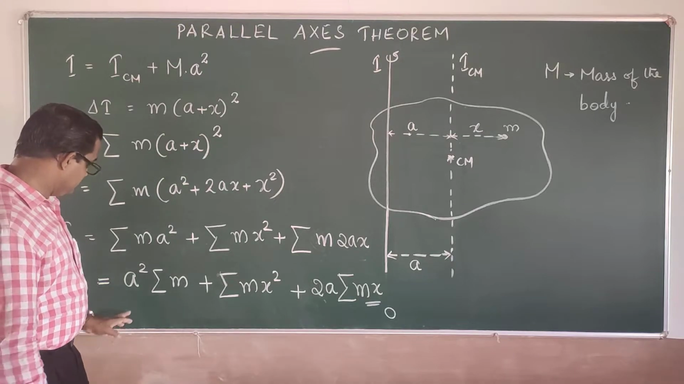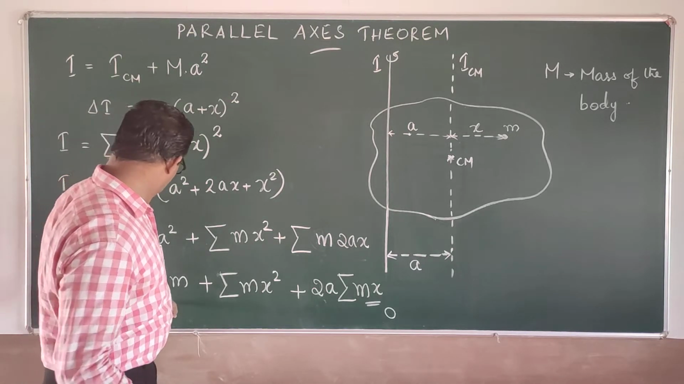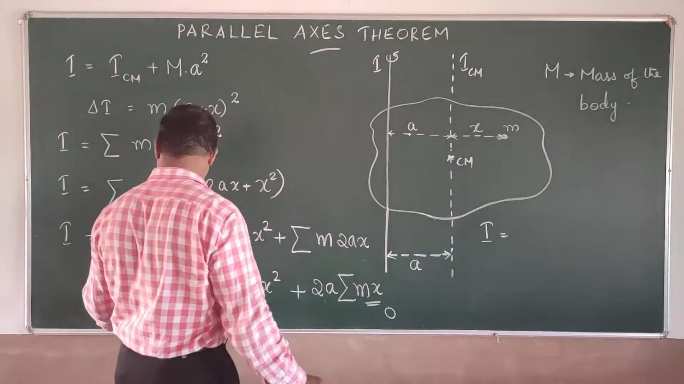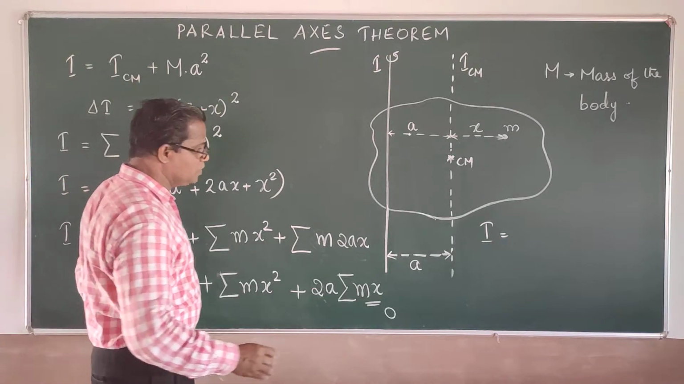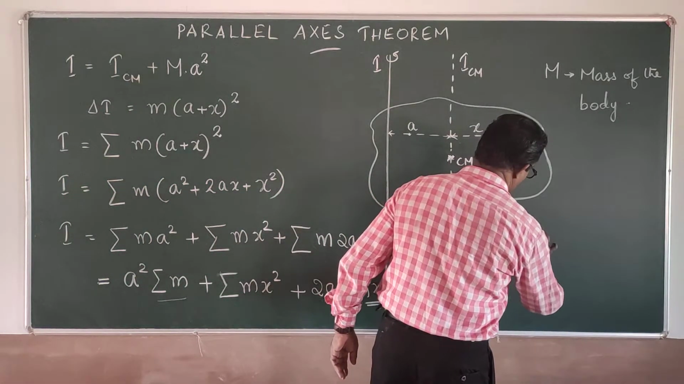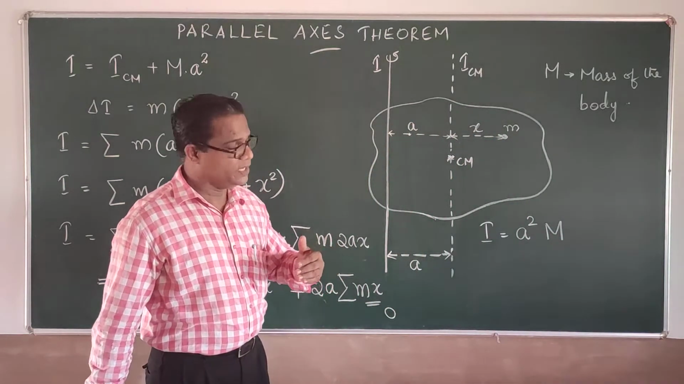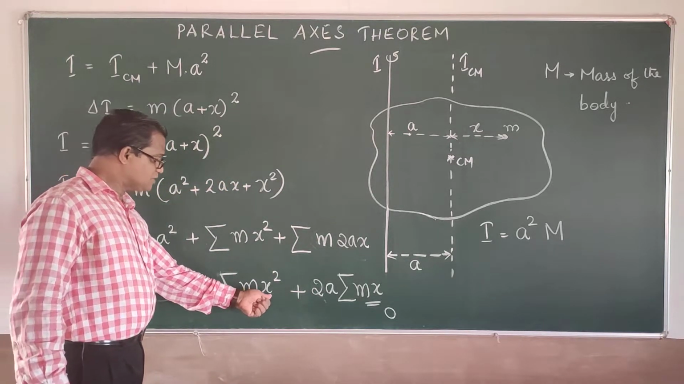Therefore, what I get here is, let me write over here, I equals a square into sum over m, a square is constant. So a square into sum over m is nothing but the whole mass of the body, capital M, plus sum over m into x square.